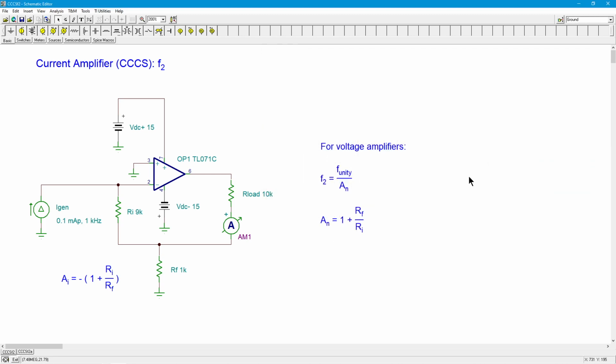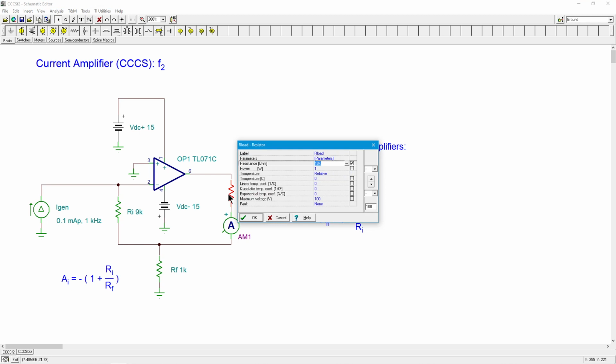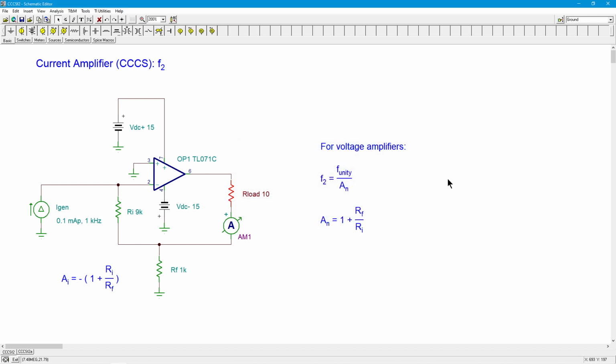Well, we can keep poking around with different values, and you will notice that there is a nice continuation that happens here. As the R load grows, keeping these other resistors constant, this F2 keeps getting smaller and smaller and smaller. So it appears to be the effect between R load and RF. That ratio seems to be doing something.